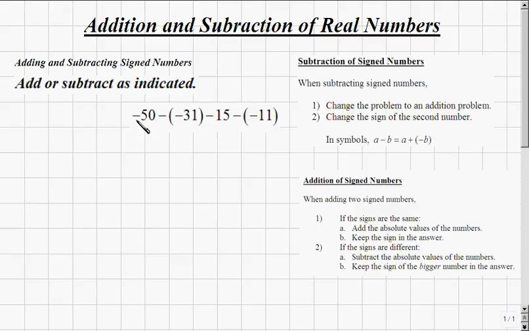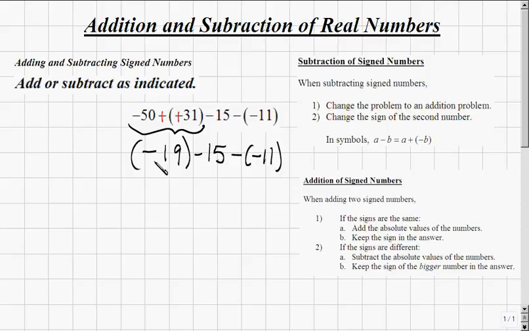So, to begin, to find negative 50 minus negative 31, let's use our rules on the right to change this into an addition problem by changing this to a plus sign and becoming a positive 31. We now have negative 50 plus 31. Using our rules for adding signed numbers, when the signs are different, we'll subtract their absolute values and keep the sign of the bigger number. Subtracting 50 minus 31 will become 19, and the sign of the bigger number is 50, so our result is negative 19. Next, we'll subtract 15 from this, and finally subtract a negative 11 from that answer.